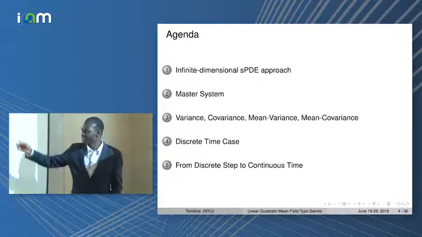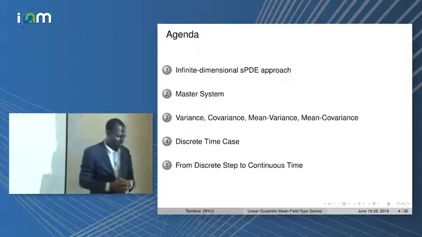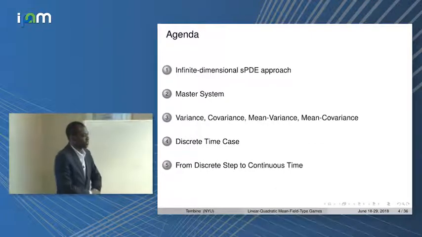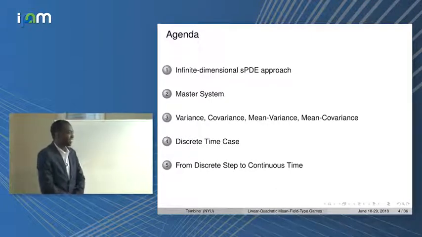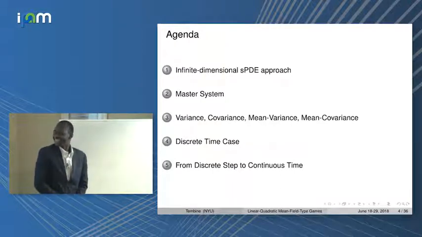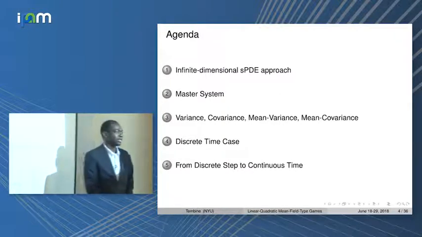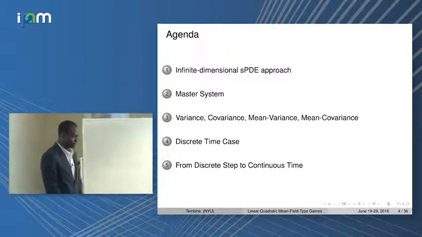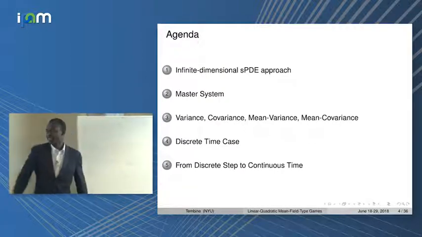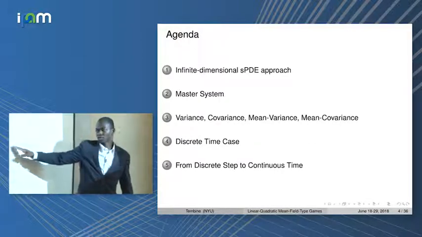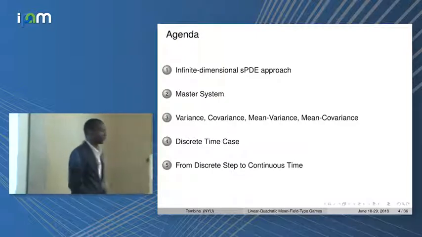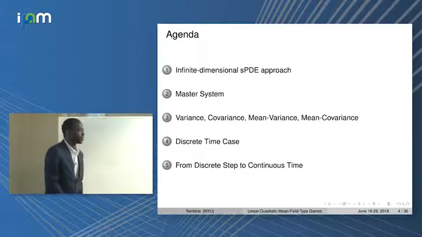So I'll start with the infinite dimensional PDE approach, derive the Bellman equation. Well, I will directly give you the Bellman equation, and then move to the case where we have a common noise, the master equation, including the common noise, and then discuss the linear quadratic case with variance terms, covariance terms this time, and the mean variance approach.